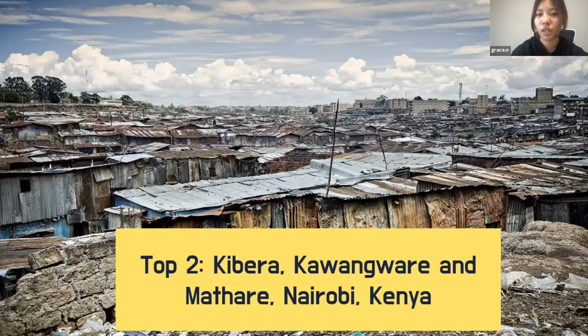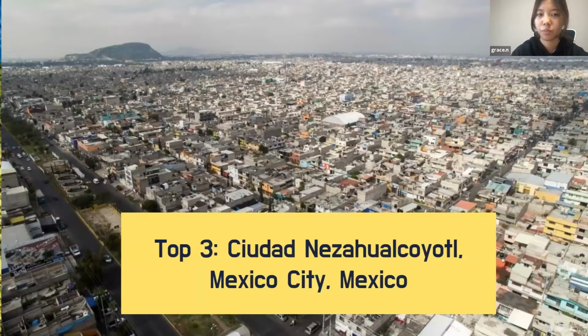The 3rd largest slum is located in Ciudad Neza, Mexico City, Mexico. Approximately 1.1 million people call this place a home. The place is considered extremely dangerous, yet it has evolved from a slum to a suburb nowadays. Due to various efforts, about 70% of the residents are employed now.